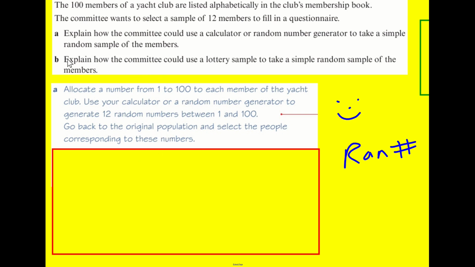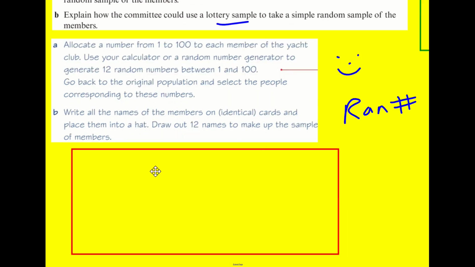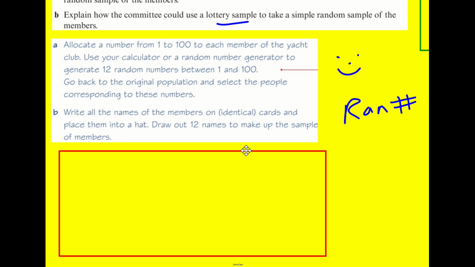Explain how the committee could use a lottery sample to take a simple random sample of the members. Well, that's when we could put all their names on identical cards. Yeah, there shouldn't be any bias. Jim shouldn't have a giant card with his name on that might make people tempted to pick it. Everyone's got the same cards, and then we draw 12 out, and that makes our simple random sample.